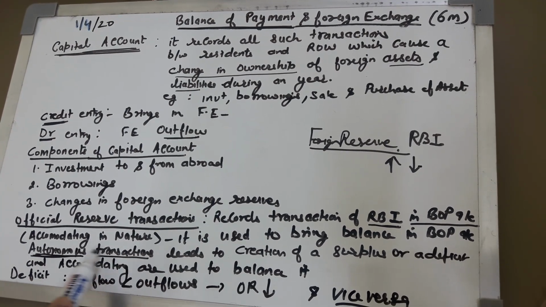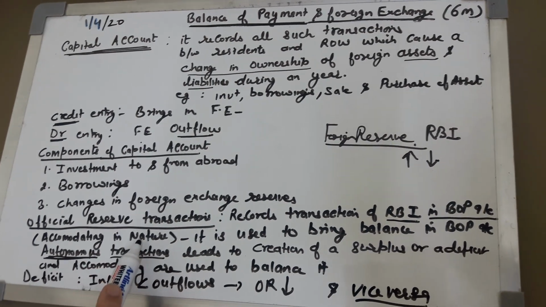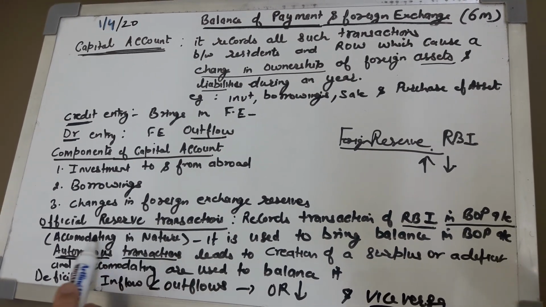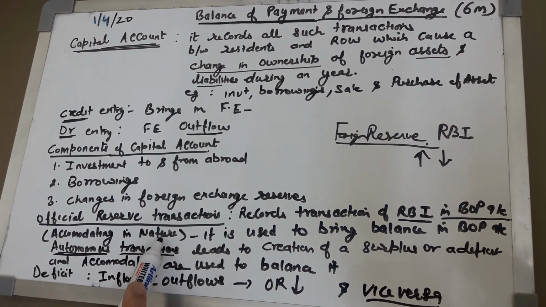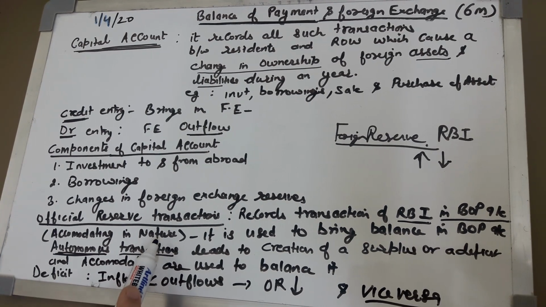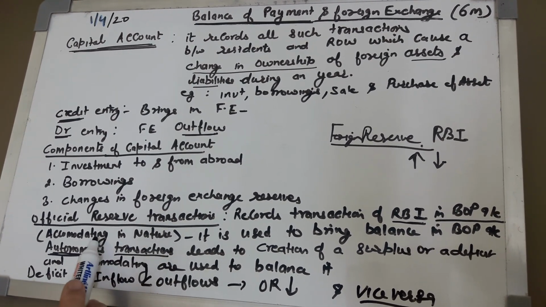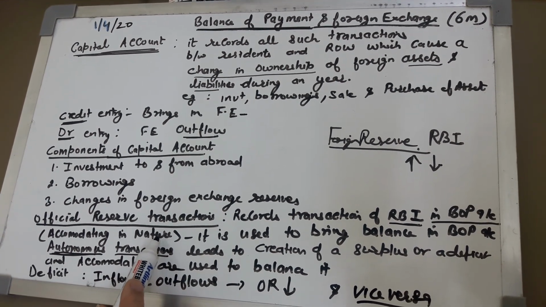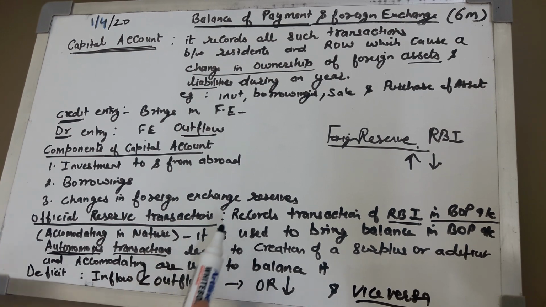Now, as opposed to autonomous transactions, we have accommodating transactions. Accommodating transactions are those transactions which are done deliberately to let the BOP account match, that is, to bring it into balance. So, accommodating nature is nothing but changes in the official reserve transactions.